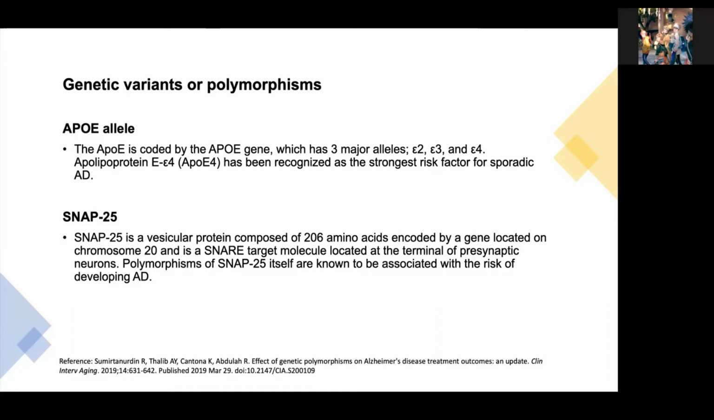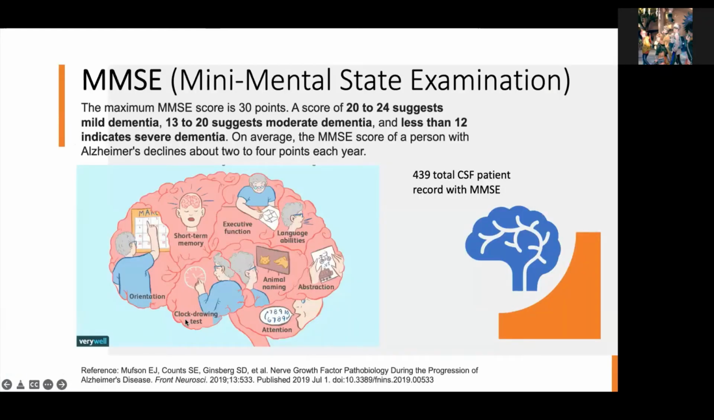SNAP25 is another biomarker used in CSF, where a higher level is an indicator of degenerating synapses. Because it's dead neuron, the synaptic protein falls off and ends up in the fluid. That's the logic there. This is a protein encoded by a gene located in the presynaptic neuron. Okay, cool. And here is the MMSE that I mentioned earlier, the Mini-Mental State Examination.